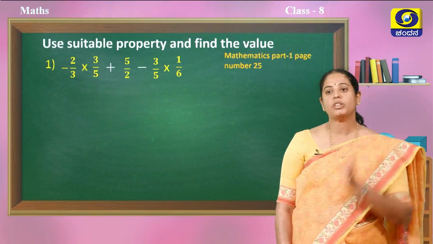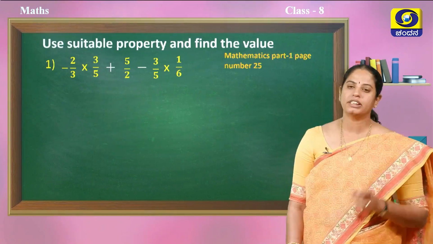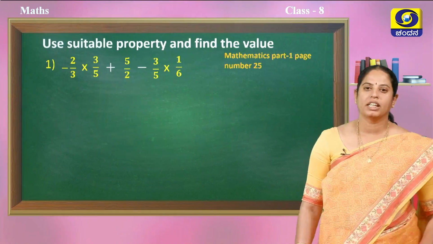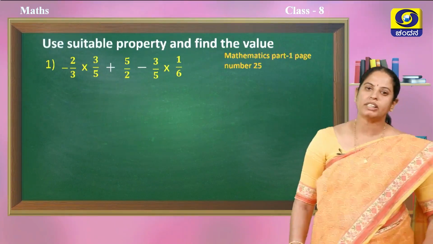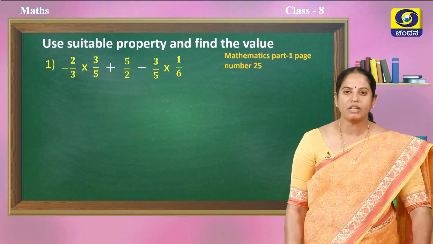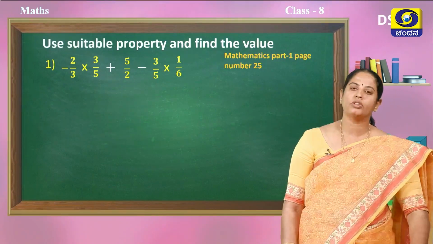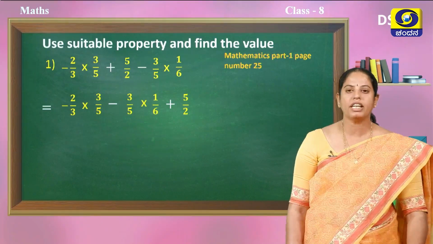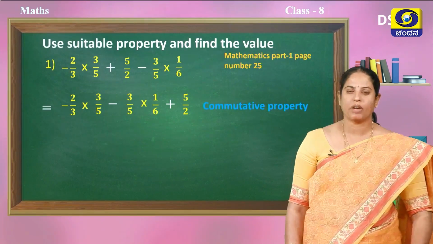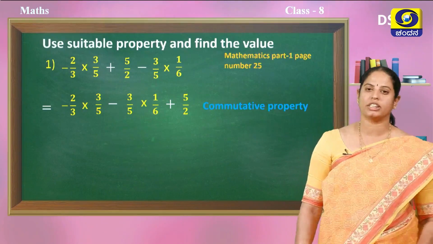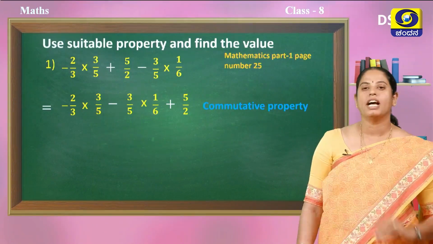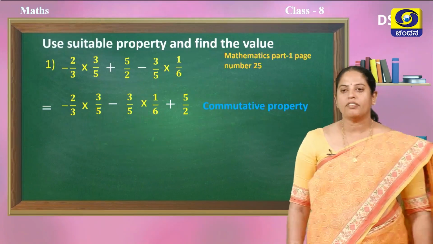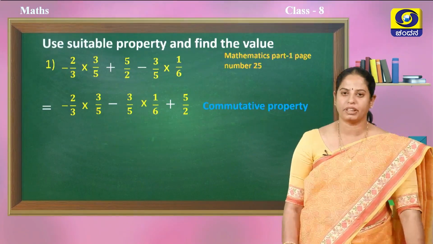So, let us use the property that we have learned and we will simplify this question. Minus 2 by 3 into 3 by 5 plus 5 by 2 minus 3 by 5 into 1 by 6. What I am going to do is, with the help of commutative property, I am rearranging the question. That is all, I have not done anything else. I rearranged this with the help of commutative property.